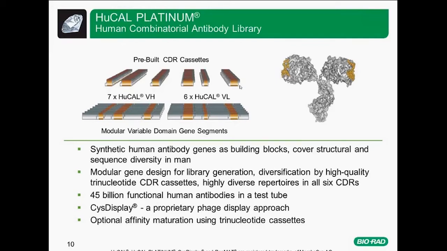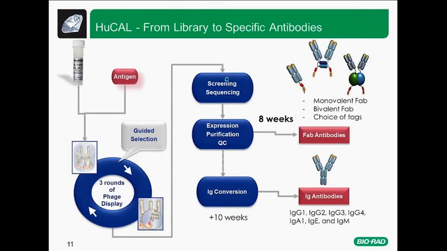The library is very big. It contains 45 billion functional human antibodies, and we use a proprietary phage display approach, namely cis-display, which is ideal for selection of high affinity antibodies. Since HuCAL is modular, affinity maturation can easily be performed by simply exchanging one CDR with a CDR cassette. Also, the selection from HuCAL is very straightforward and fast.